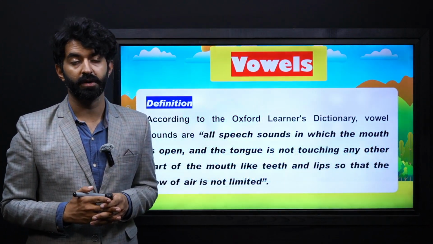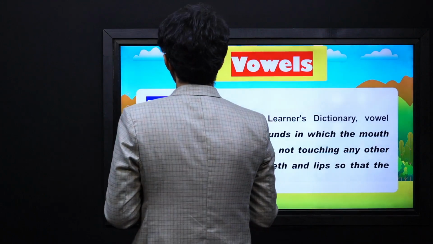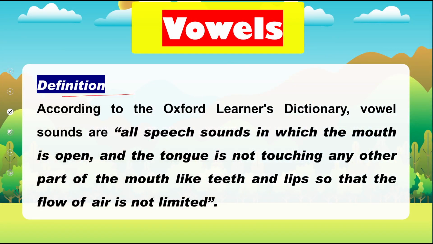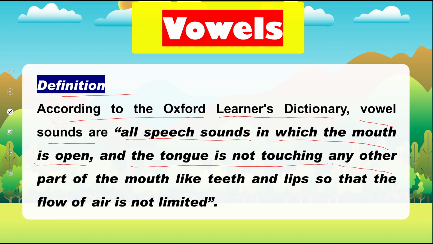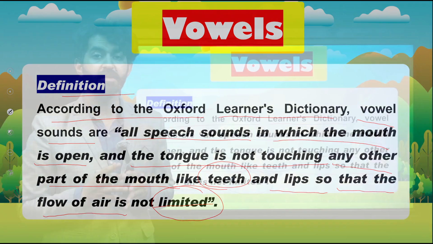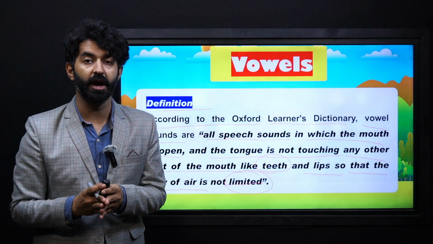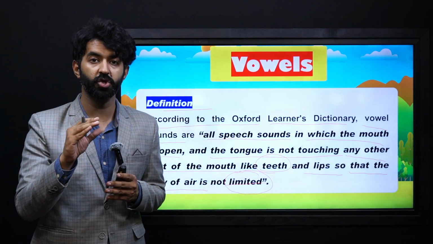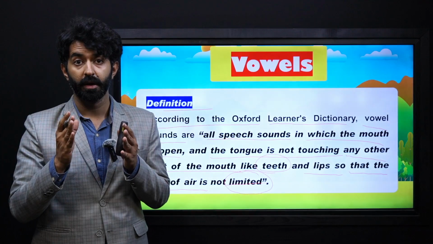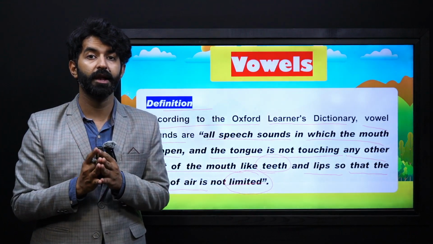Now, let's see what vowels are. Let's begin by reading our definition of vowels. According to the Oxford Learner's Dictionary, vowel sounds are all speech sounds in which the mouth is open and the tongue is not touching any other part of the mouth like teeth and lips, so that the flow of air is not limited. So vowel sounds, the trick to say these sounds is that you do not touch your lips and your speech is not limited.